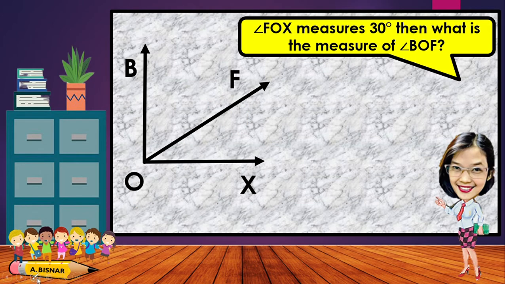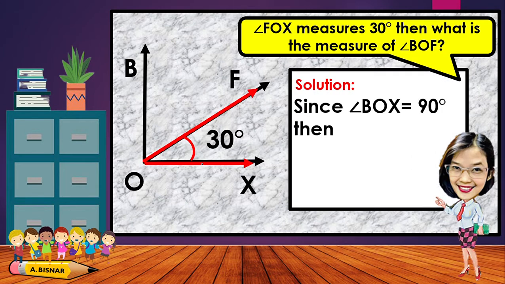How about with this one? So again, since BOX is a right angle, let us consider these problems. If angle FOX measures 30 degrees, then what is the measure of angle BOF? So do you have your answers in your mind? So let us check if that is correct.